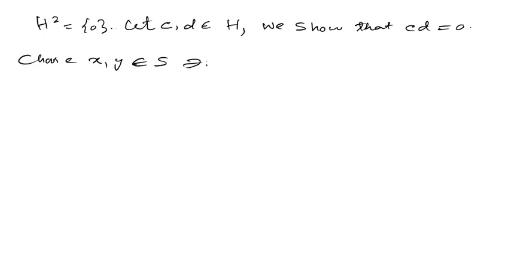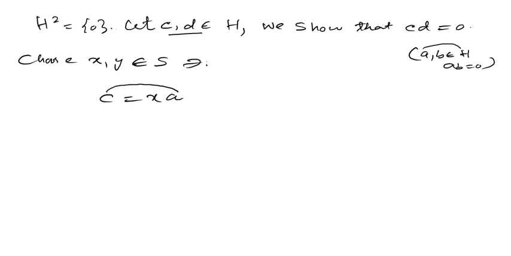Now this is also given here: A and B are in H such that AB is equal to 0. A and B are also H related, and C and D are also H related, and H is an equivalence relation. It means that A is H related to C and D is H related to B. So we can choose X such that C is equal to XA, because C and A are H related, which means they are also L related. So we can find X, on the left hand side, such that C is equal to XA.